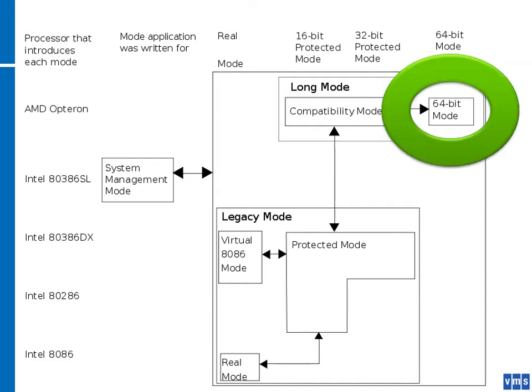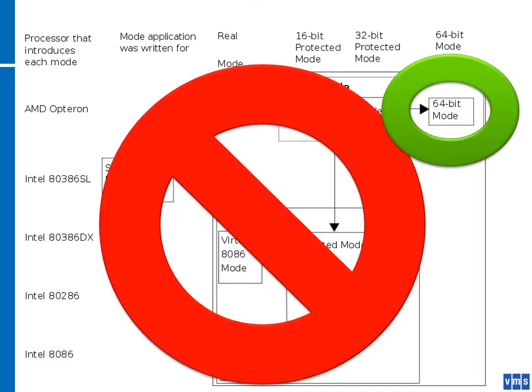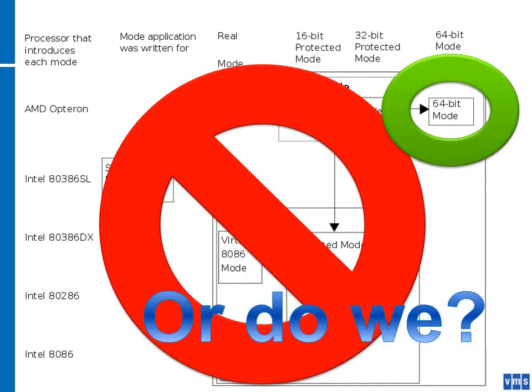So fortunately, as VMS, we don't have legacy code on x86 to deal with. So we can focus on running in 64-bit mode and basically more or less forget about that. We don't need it. Or do we?